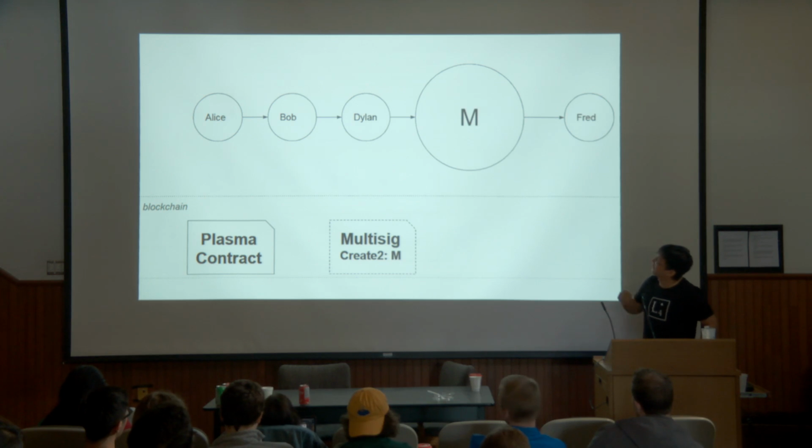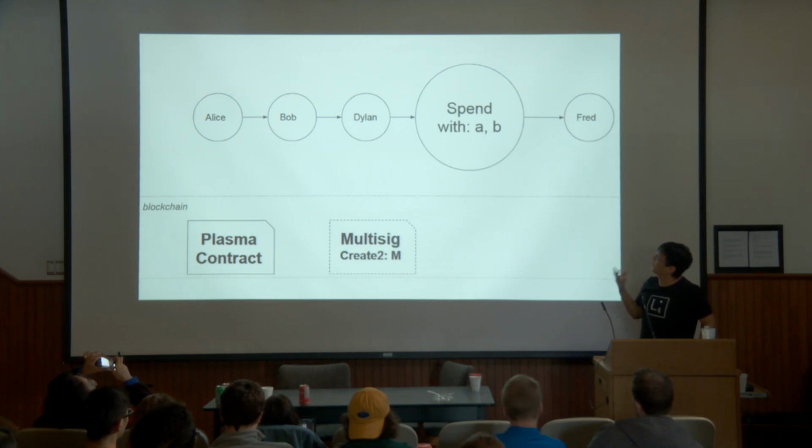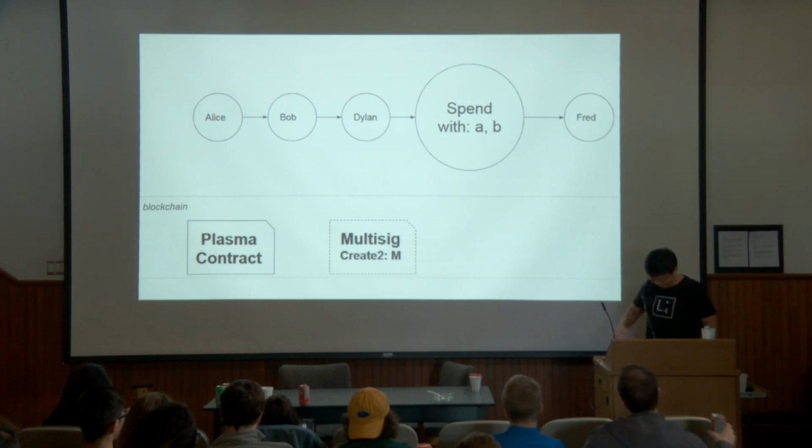For this reason, the conditions for locking it into M, well, M means the lump belongs to M, and we have to withdraw it to M. But we also have to specify what signatures are allowed to create a valid Plasma transaction that sends it to Fred.